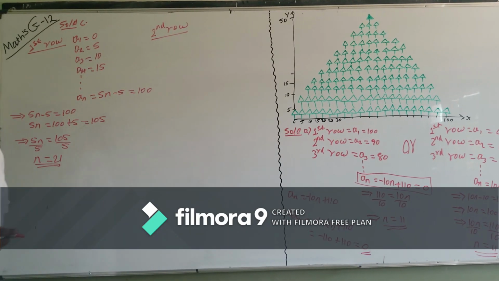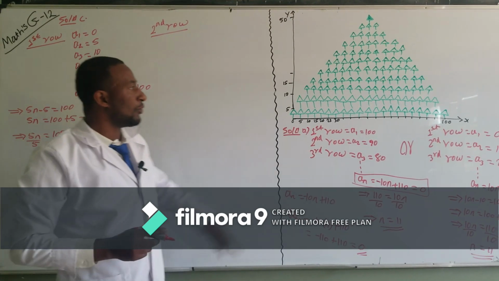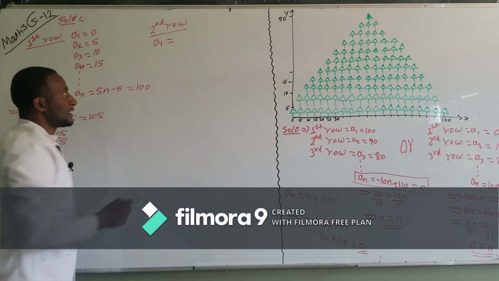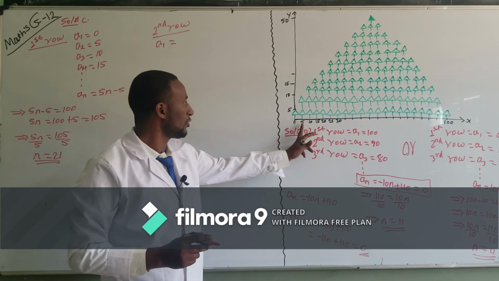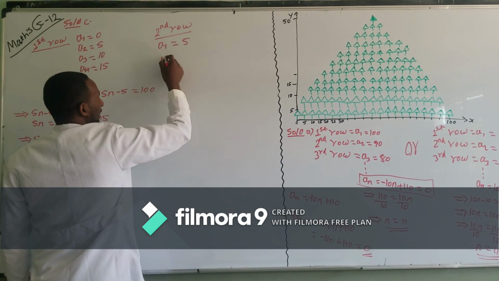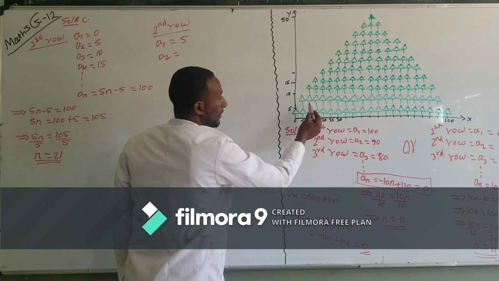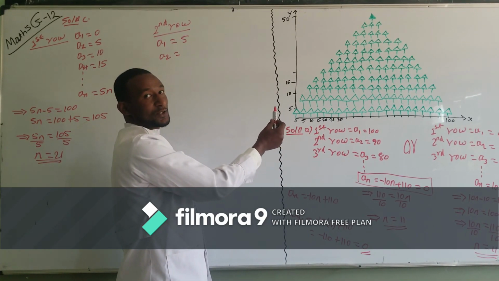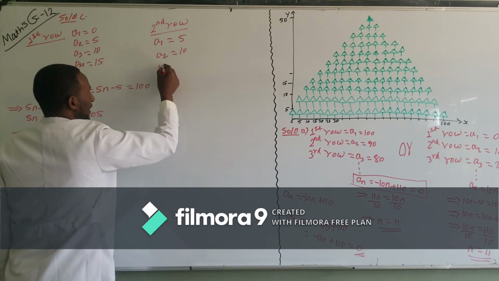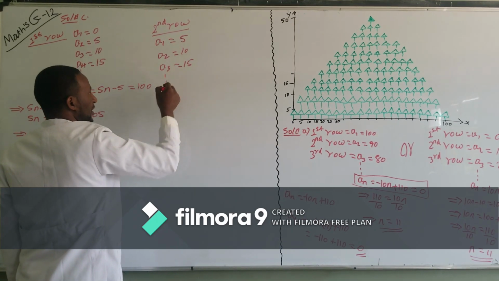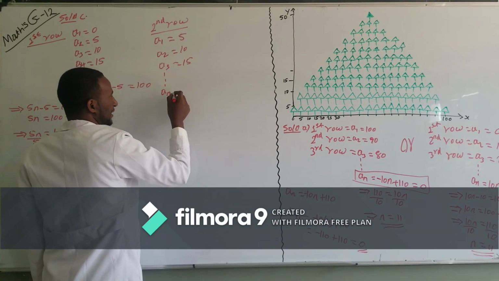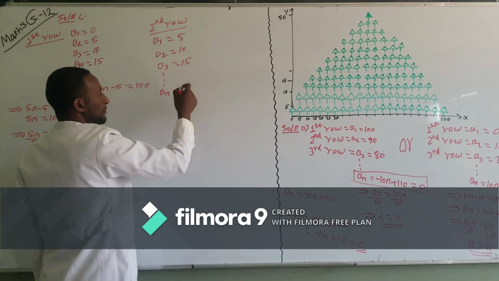For the second row, when we find the number of trees on the second row, let us find the position of the first tree. The first tree is planted at 5, so a1 is equal to 5. a2, the second tree in the second row, is planted at 10. Then a3 is planted at 15. Then we can find a general formula for this pattern: an is equal to 5n, since it increases by 5.